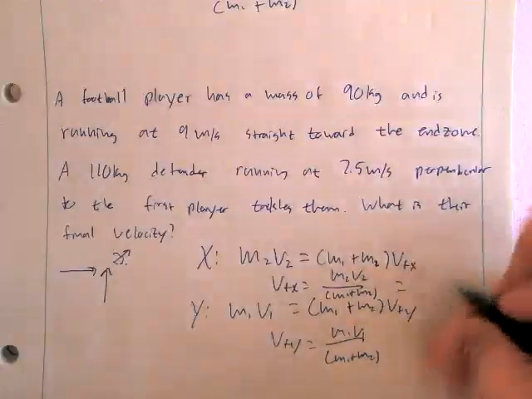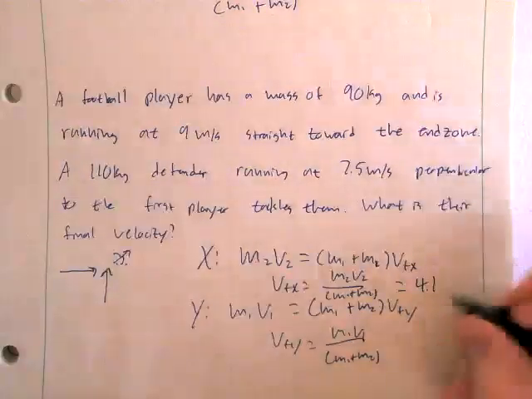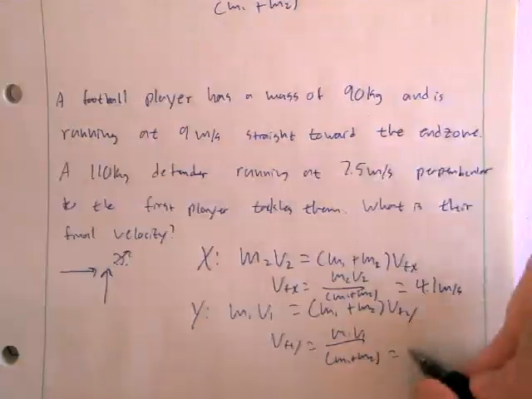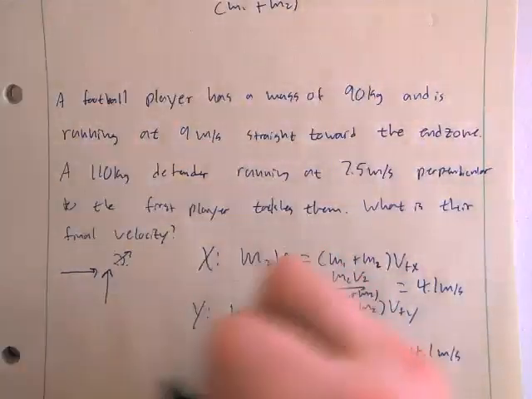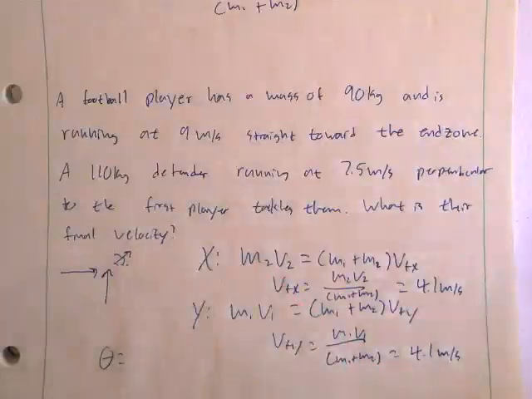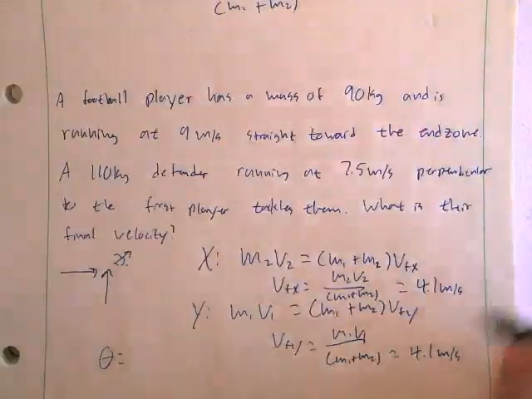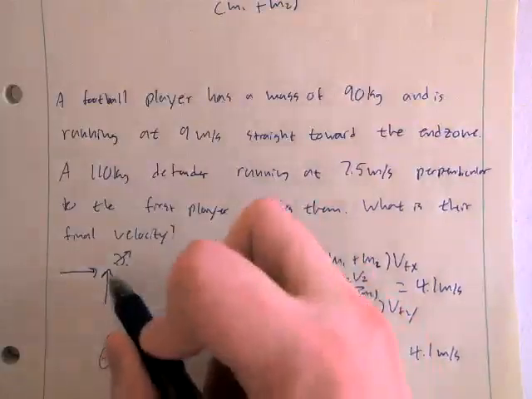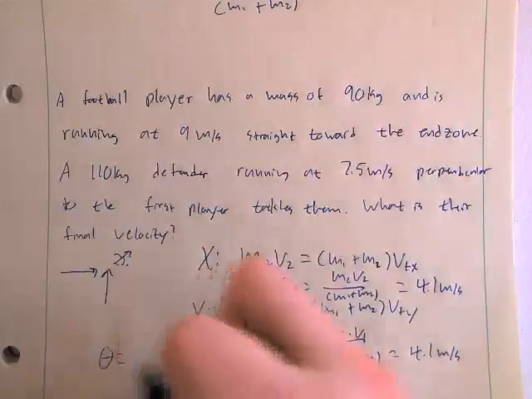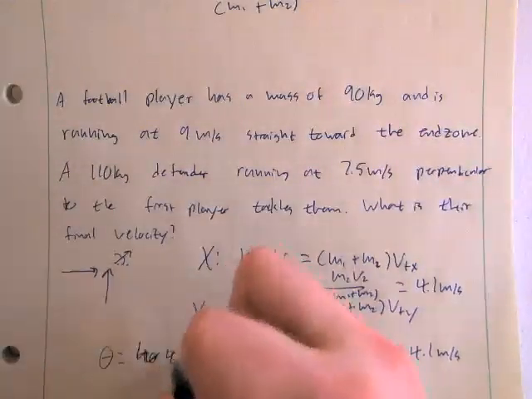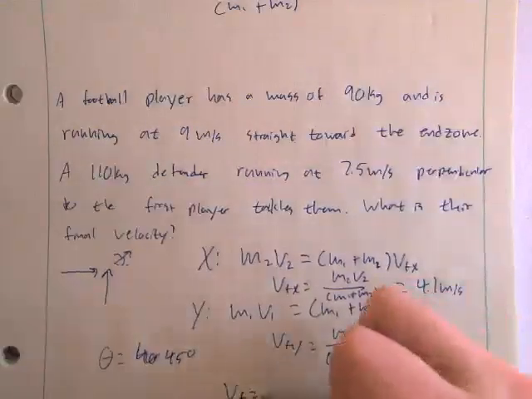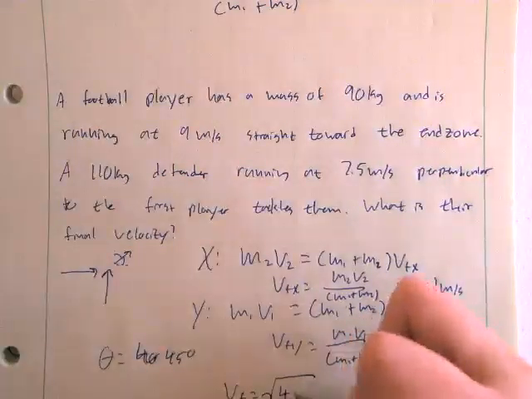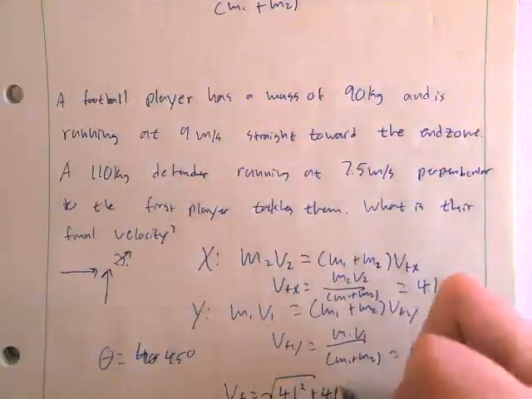So v final in the x actually turns out we get pretty much the same answer. It's very close if you round it. 4.1 meters per second, and also 4.1 meters per second in the y direction. So that tells us right away our theta, right? Since we have both x and y the same, moving at 4.1 meters per second to the left and moving at 4.1 meters per second up, or I guess, down the field, however we want to call it. So theta is just going to be, oops, not 40, 45 degrees. And our actual overall final speed will just be the square root of 4.1 squared plus 4.1 squared.